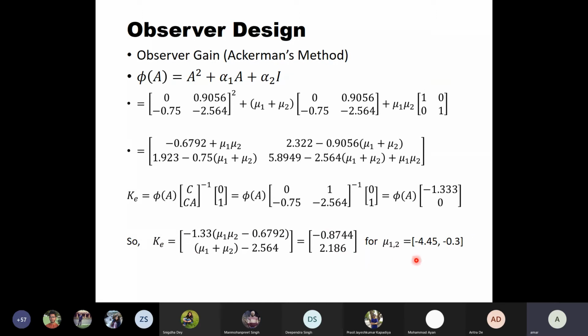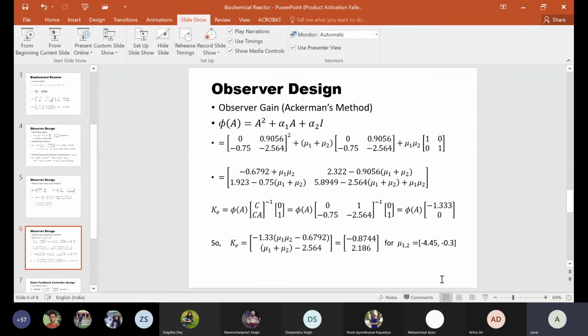Now why am I putting mu1, mu2 equal to these values? When I am designing the observer, the first step is to check the eigenvalues of the original system, that means the location of the poles of the open loop system. Based on that, you then have to find the observer gain. Okay, now let's go to the MATLAB Simulink environment.